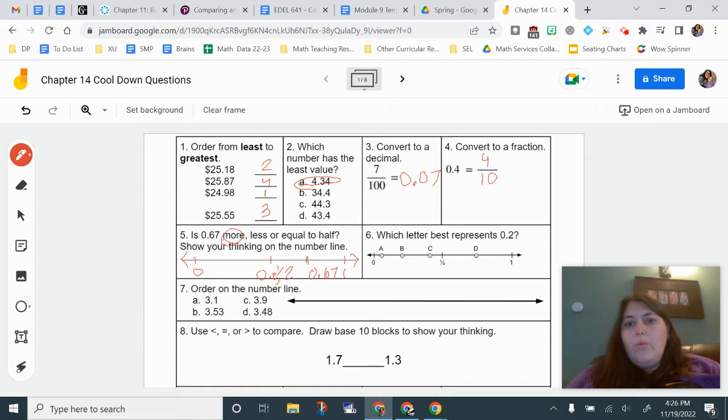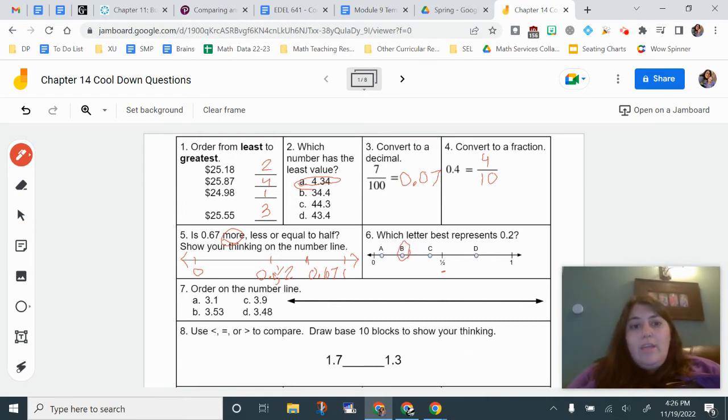Number 6, which letter best represents 2/10? Okay, let's look here. Well, again, using 1/2 to link, 1/2 is 5/10. So about halfway between 0 and 1/2 would be 1/4, which would be 25/100ths, or 2/10 and 5/100ths. So I'm going to say B is pretty close.